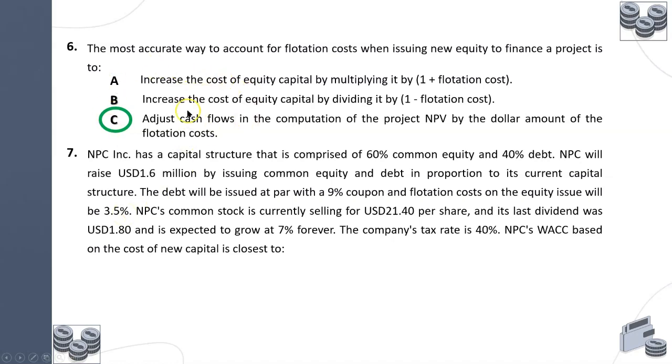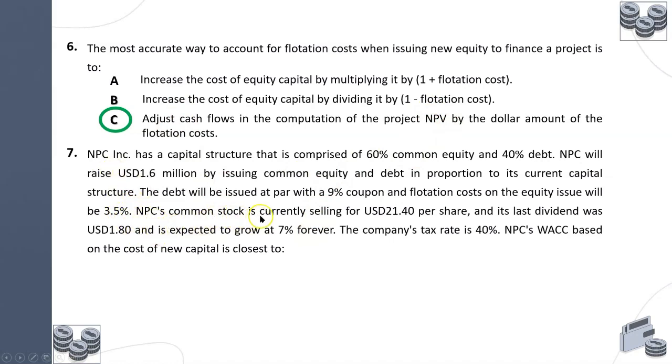As we just mentioned in the previous question, 3.5% of the 60% of 1.6 million, which will be issued as equity, will give an amount that will be used in the calculation of the net present value as cash outflows and has nothing to do with the weighted average cost of capital.